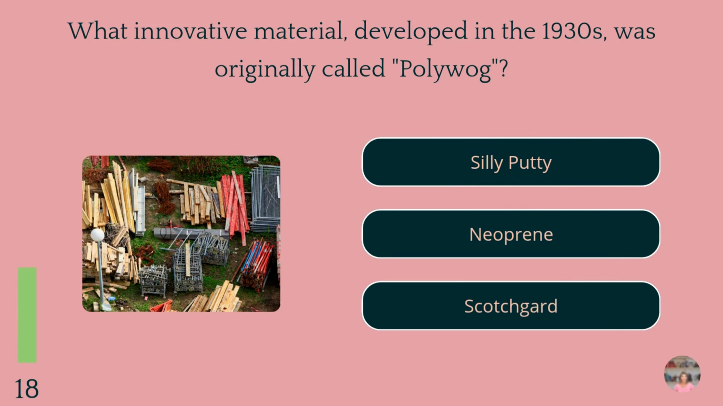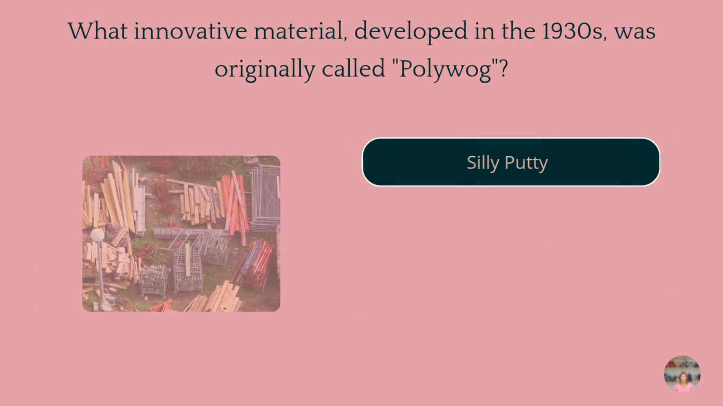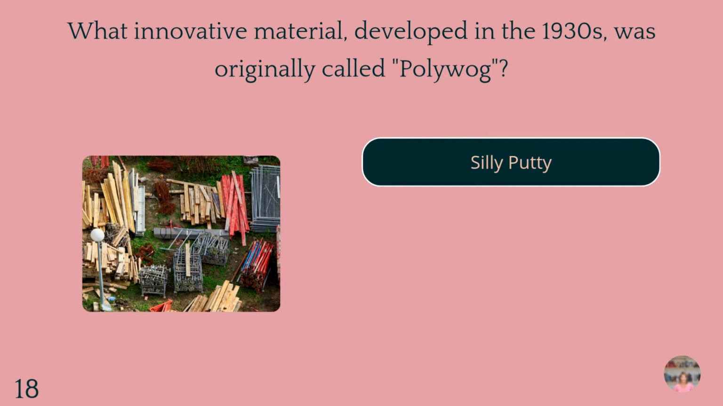What innovative material developed in the 1930s was originally called polywog? Silly putty, neoprene, or Scotchgard? Silly putty.